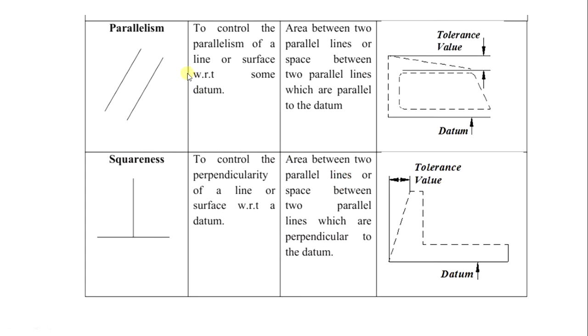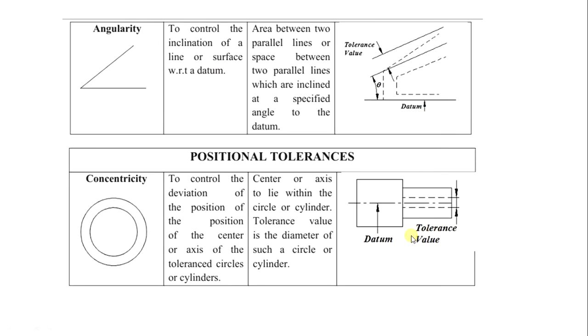Then we have parallelism. Parallelism is used to control the parallelism of a line or a surface with respect to a datum. That means two surfaces should be perfectly parallel to each other. Then we have squareness, used to show perfectly perpendicular regions and square zones, that is to control the perpendicularity of a line with respect to the datum surface. In this figure, this will be the datum surface and this will be the reference. The area between two parallel lines should be perfectly perpendicular to the datum. In a similar case, angles can be shown. Then positional tolerance: we have the datum surface over here and the tolerance value over here.